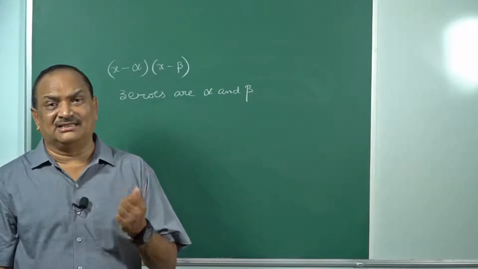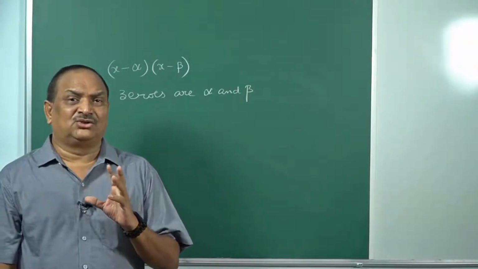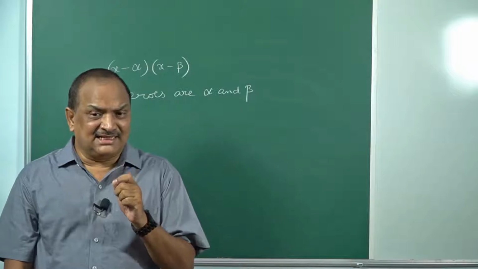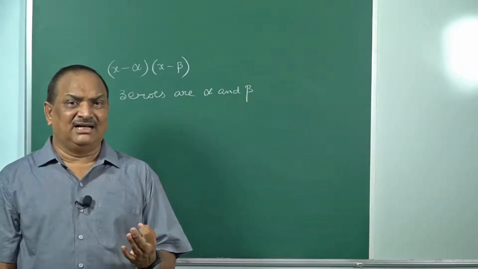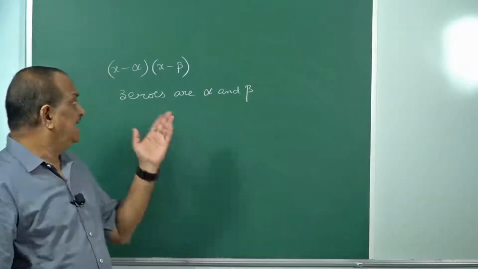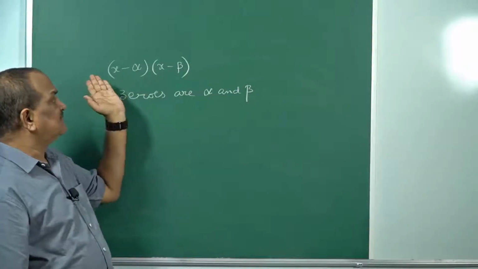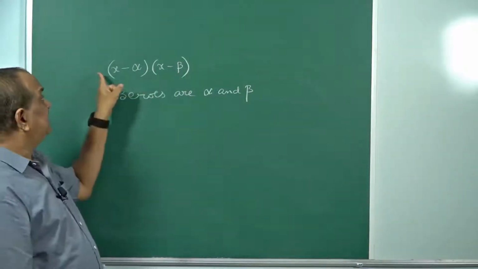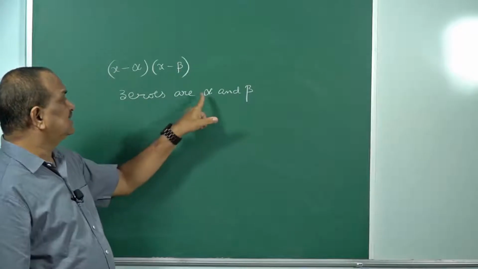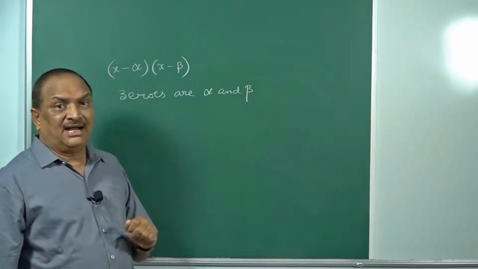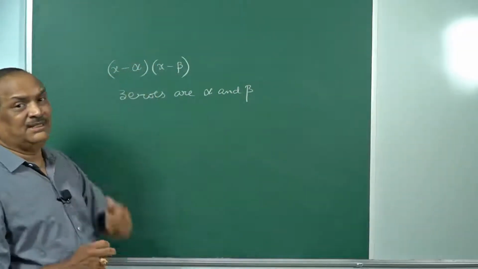Sometimes it's only 1. Okay, so that's what you should remember. When x takes the value of either alpha or beta, you are going to get 0 if you substitute here. Therefore, this has only 2 zeros, alpha and beta. And how do you know that this is a quadratic polynomial?